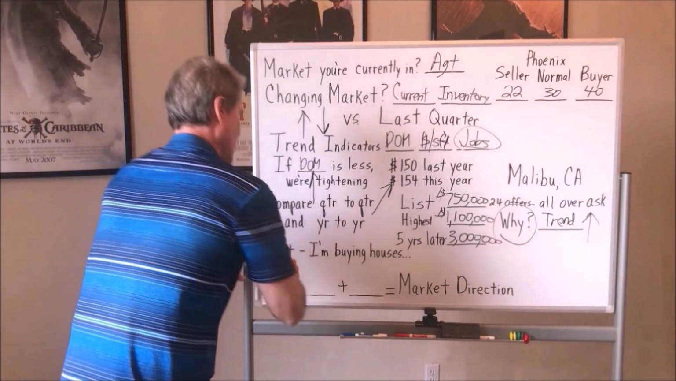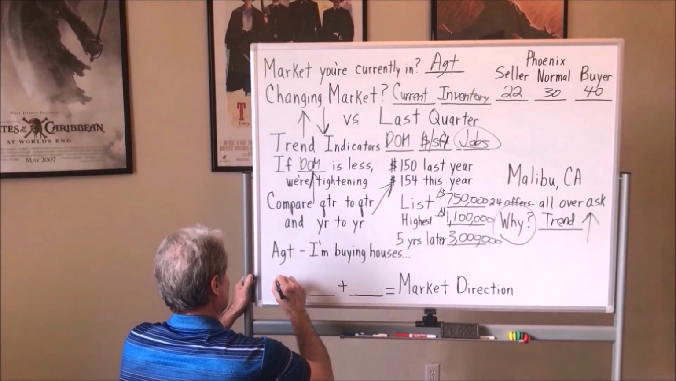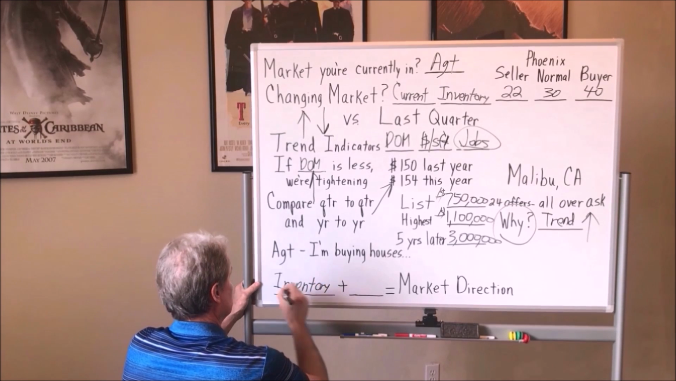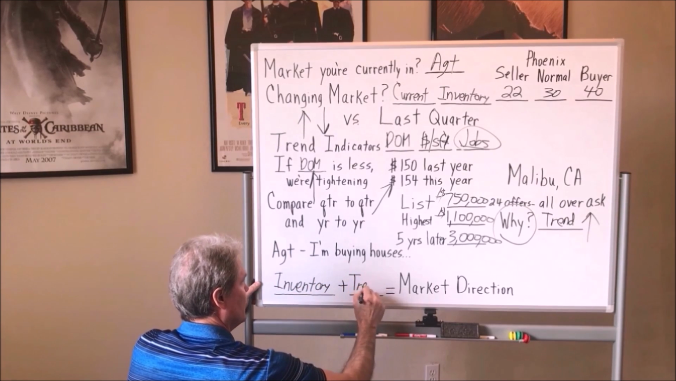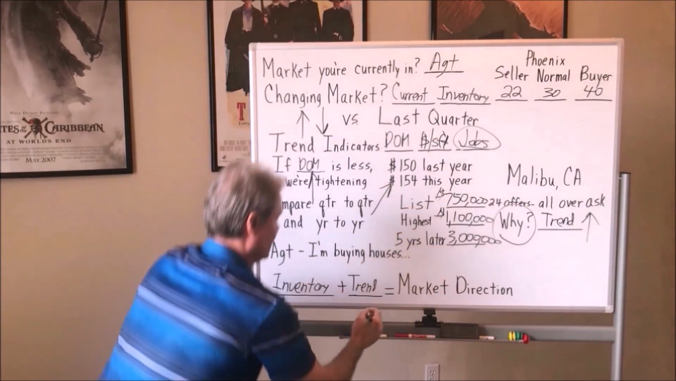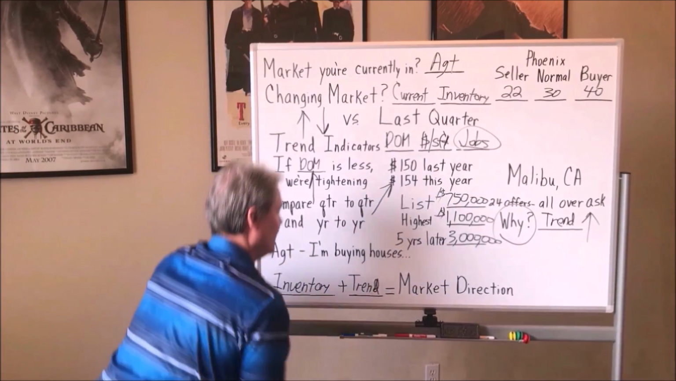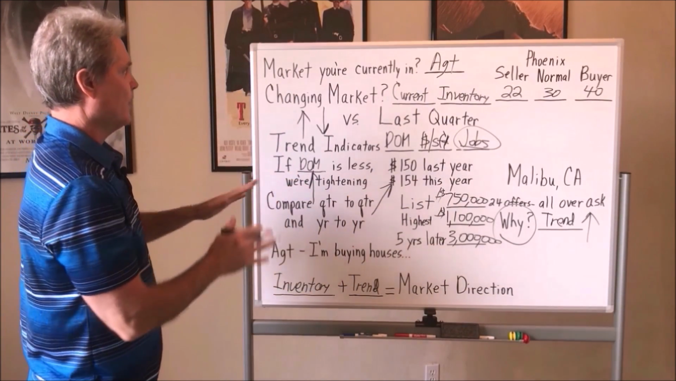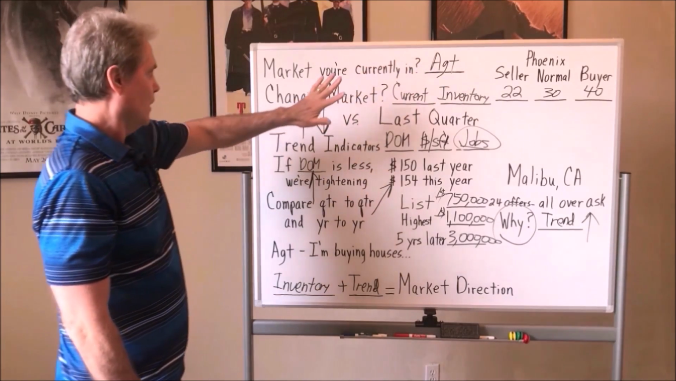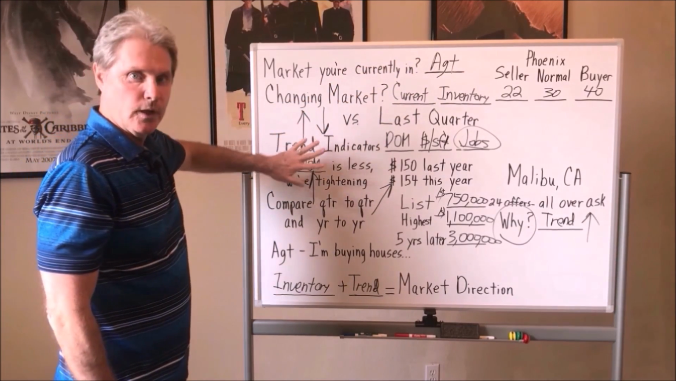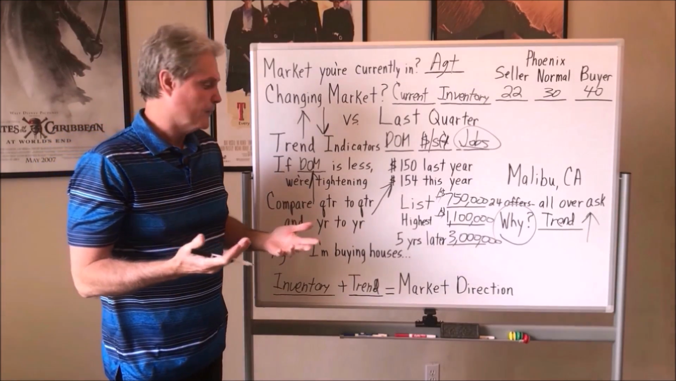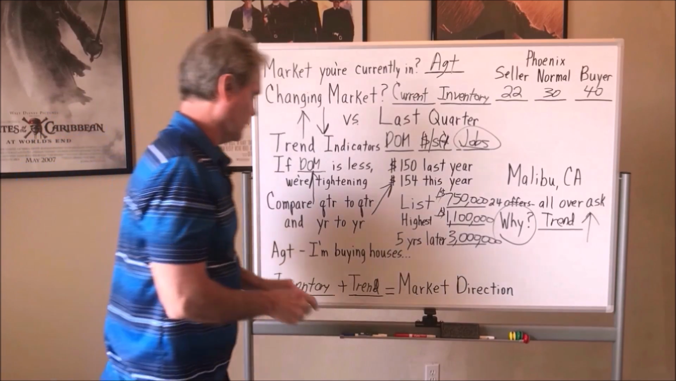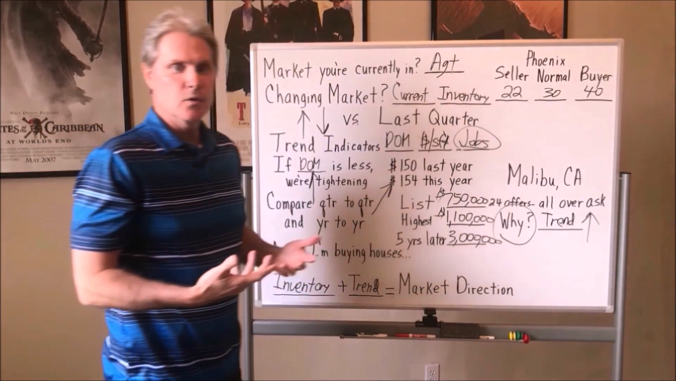All right, so lastly, you look at the current inventory. I'm just going to summarize this. The current inventory plus the trend, that points to the market direction. All right, you get the point here. Just remember, you look at the market, current inventory, plus the trend, and like they say, the trend is your friend, right?